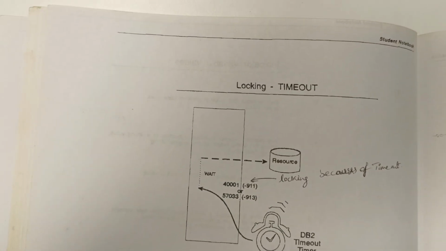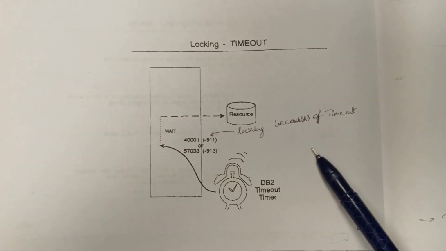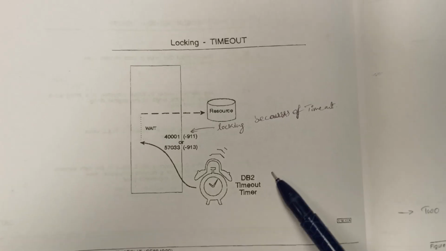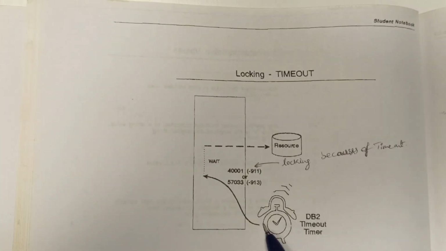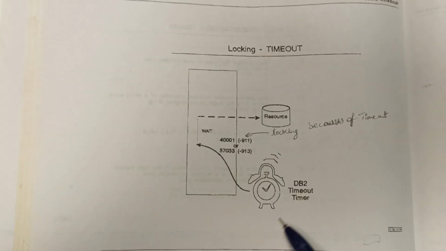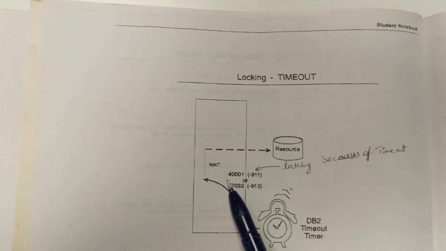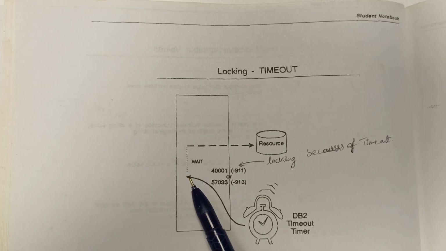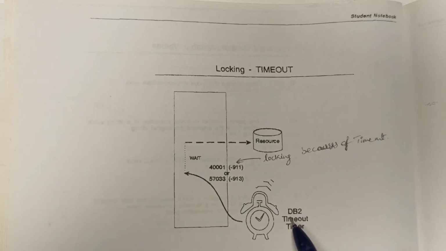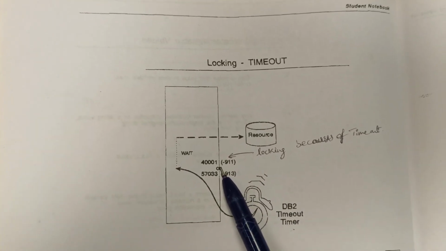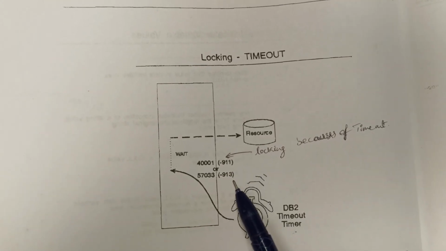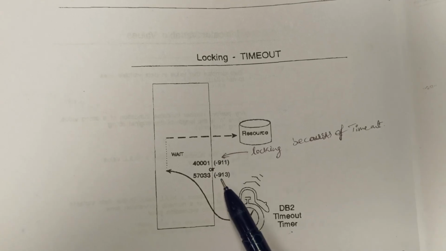Another important topic is the timeout. Most of the time in the program you will get a timeout event. A timeout is nothing but a resource waiting for so long a time, and then you will get a db2 timeout event. And what are the error codes? -911 and -913. These are the two error codes we will get whenever a timeout happens.